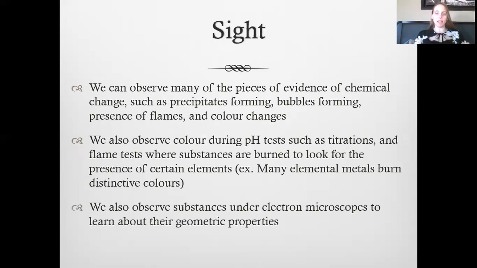So sight is obviously the biggest one. Normally when you're doing observations during some sort of experiment, you're looking to see if there's bubbles, is there smoke, is there steam, is there a color change, is there a spark or flames, is there a precipitate forming, all of that kind of stuff. Most of the evidence of chemical change is something that we detect visually. We can also observe color changes on pH tests. We can use flame tests to see what elements are present by comparing the color of a flame to a chart. We look at substances under microscopes to see things that we normally couldn't see with the human eye alone.